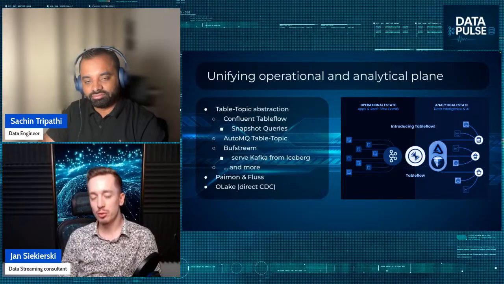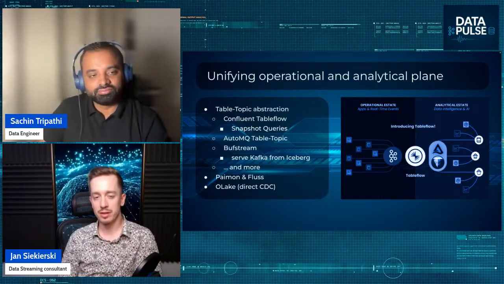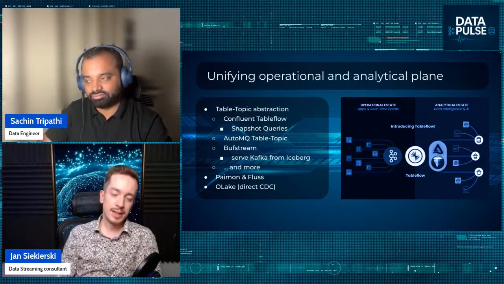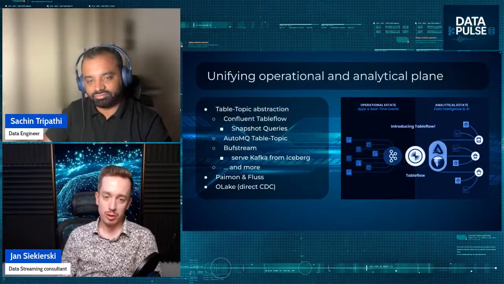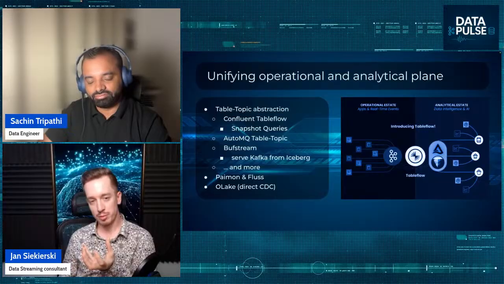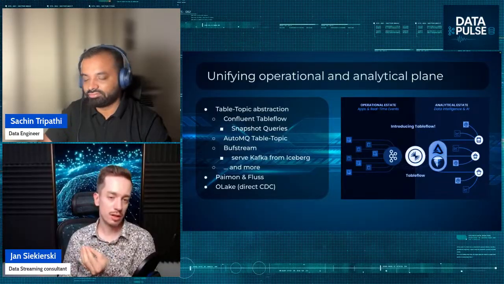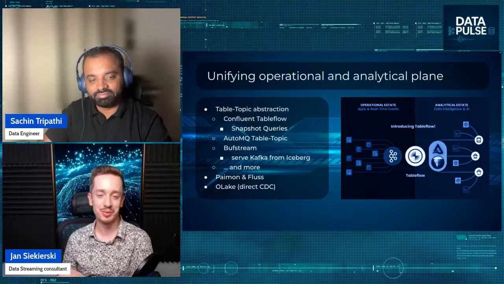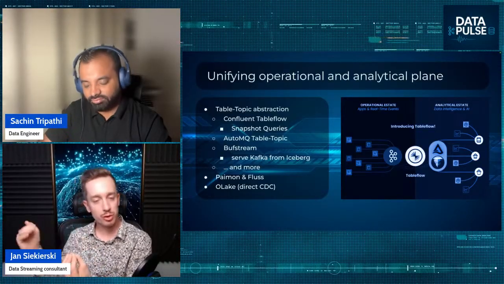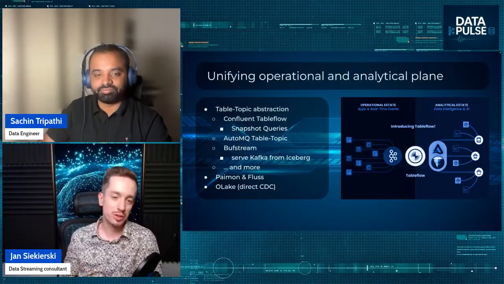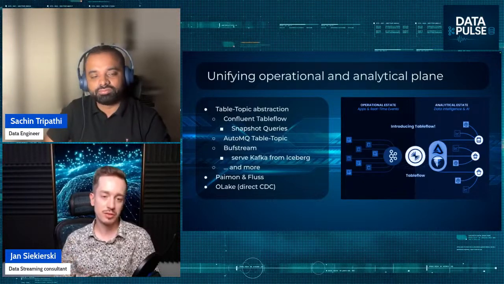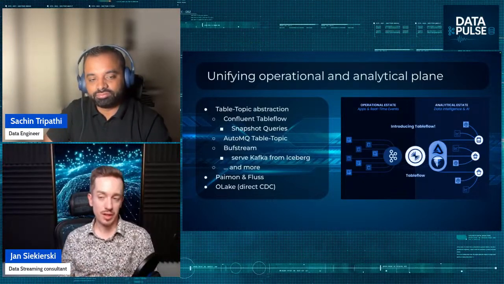AutoMQ does table topic that's open source. That's pretty interesting because as far as I know, this is the first significant table topic open source implementation. BufStream does something really cool. They allow you to write to Iceberg from their Kafka compatible broker. But also what's really unique right now, I guess this will be implemented more and more, is this broker is able to serve Kafka format from the Iceberg table, right? So if you want to read some old data by your Kafka consumers, you can just query the Iceberg table that's managed by BufStream directly. So that's table topic. I'm very bullish on this.